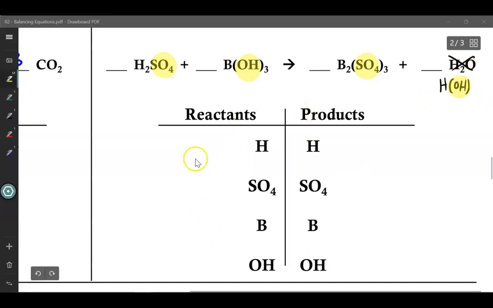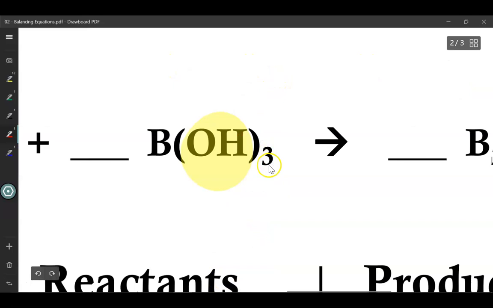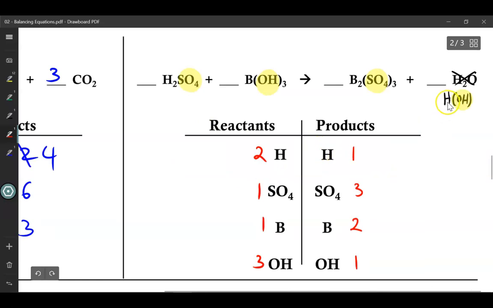Alright, so let's set up our initial values. 2 hydrogens, 1 sulfate, 1 boron, and 3 of the hydroxides. Remember, this 3 outside the bracket means I have 3 of these OHs. Got to multiply everything in. On the right hand side, we have only 1 hydrogen, not 2, because this one belongs to the hydroxide now, so just 1 single hydrogen. We have 3 of the sulfates, because again, that subscript outside the bracket means there's 3 of these sulfate ions. We have 2 borons, and of course 1 hydroxide.